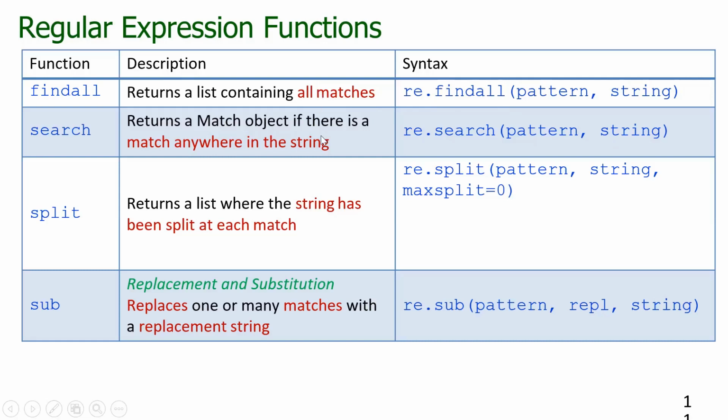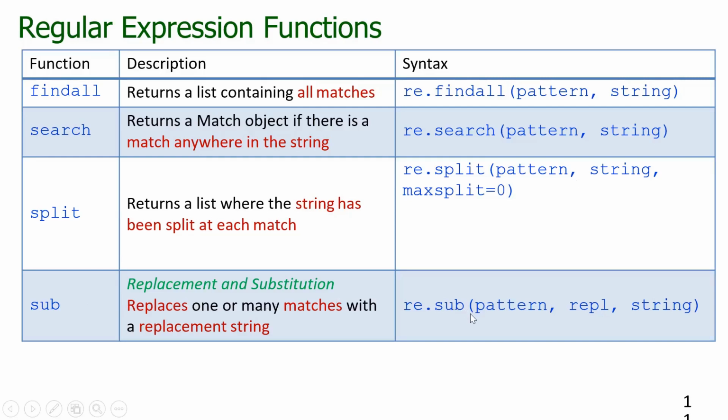Findall and search do the same work, but the only difference is that findall will return all the matches. However many matches there are for the pattern, it will return all the matches. Whereas the search function will return only the first match. That is the difference. Split returns a list where the string has been split at each match. So wherever there is a split, the string is split at that pattern and returned as a list. And sub is for substitution, replacement and substitution.